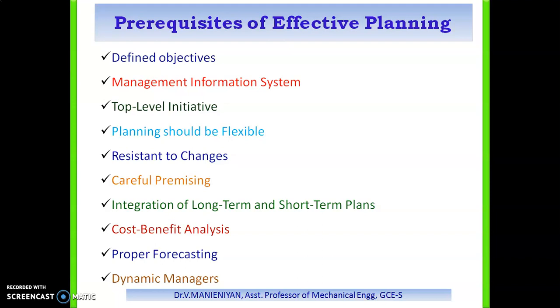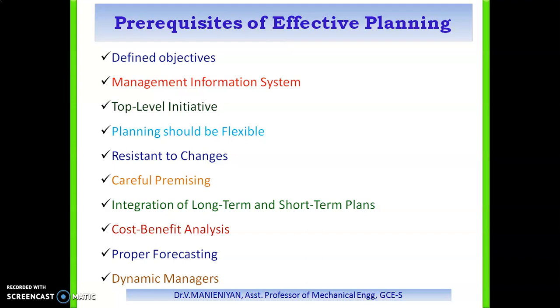Both the long-term and short-term plans are prepared and integrated to achieve the objective of the organization, and perfect coordination between the two types of planning is to be achieved. Then we say cost benefit analysis. What does cost benefit analysis mean? The planner should undertake the cost benefit analysis and ensure that the benefits of planning are more than the cost involved in it.